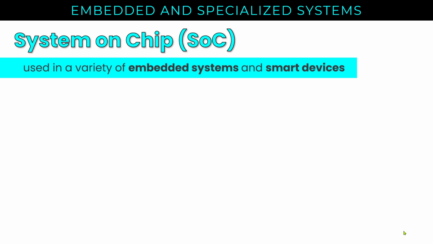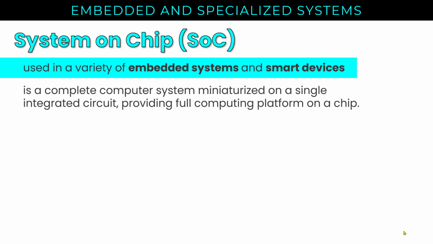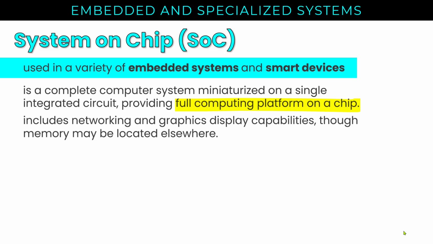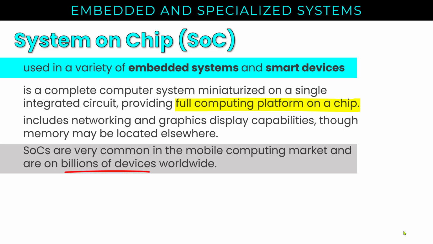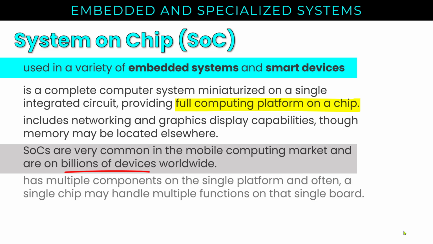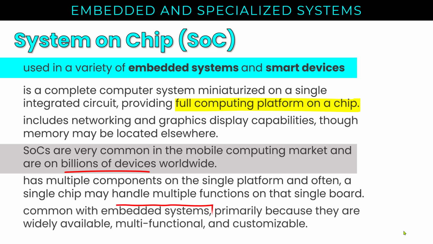So system on chip is used in a variety of embedded systems and smart devices. It's a complete computer system miniaturized on a single integrated circuit, providing a full computing platform on a chip. It includes networking and graphics, though the memory may be located elsewhere. System on chip are very common in the mobile computing market, and there are billions of these devices worldwide. It has multiple components on the single platform, and often a single chip may handle multiple functions on that single board. They're common in embedded systems primarily because they are widely available, multifunctional, and customizable.